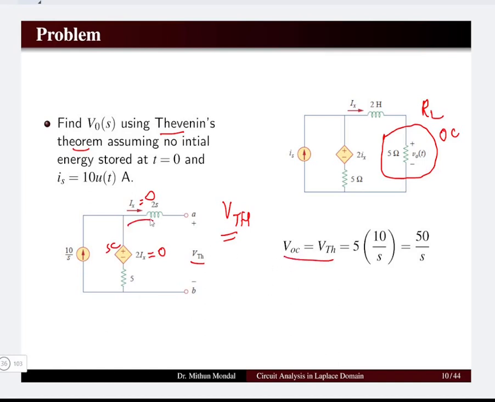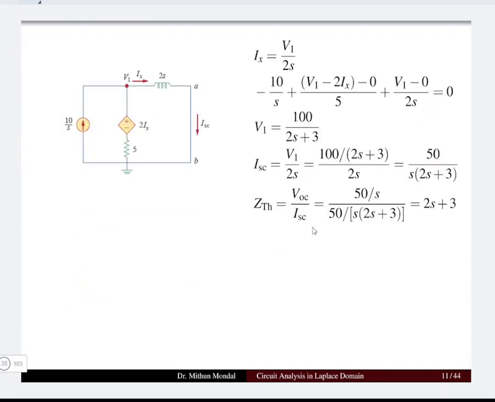We can determine the open circuit voltage by any principle. Here no current is flowing, so the entire current 10 by s will flow this side, and we get the voltage as the 5 ohm resistor multiplied with the current. By Ohm's law we get 50 by s as the Thevenin voltage. Thevenin resistance, or Thevenin impedance, we can find out by the concept of Thevenin's voltage by Norton current.